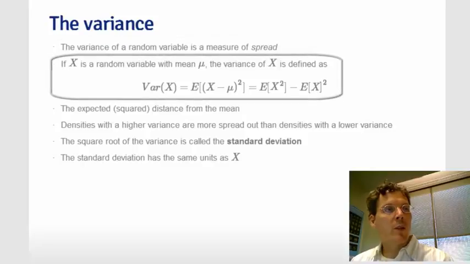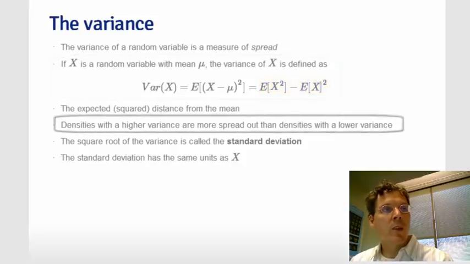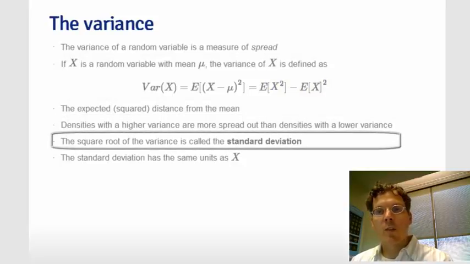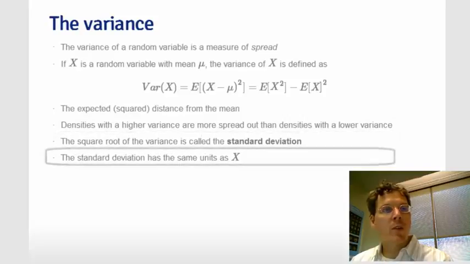So if x is a random variable that has mean mu, the variance is exactly the expected squared distance the random variable is from the mean. And I give the formula here. There's a nice shortcut one that is the expected value of x squared minus the expected value of x quantity squared. So densities with higher variance are more spread out than densities with lower variances. And the square root of the variance is called the standard deviation. The variance is expressed in the units squared, whereas the standard deviation is expressed in the same units as x, which is quite useful.